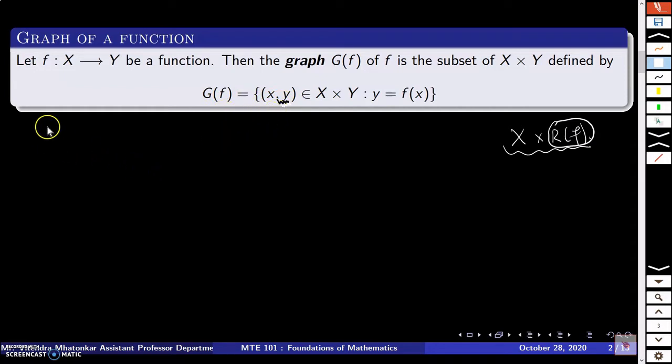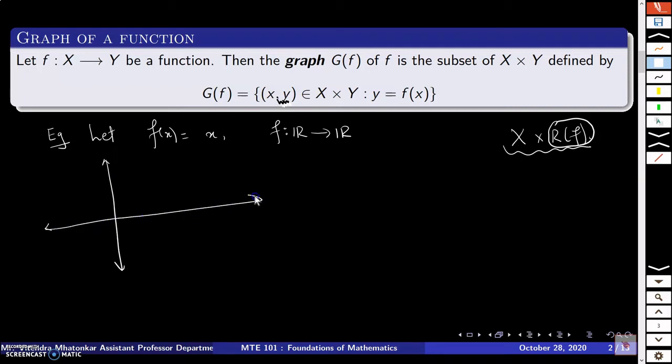For example, if I give you the function, let's say, we'll take a simple one, f of x is equal to x, where f is a function from R to R. Okay, I'll mention that someday. F is a map from R to R, and this is defined for all real numbers x. Then what is the graph of this function? All the points of the form (x, y), where y is equal to f of x.